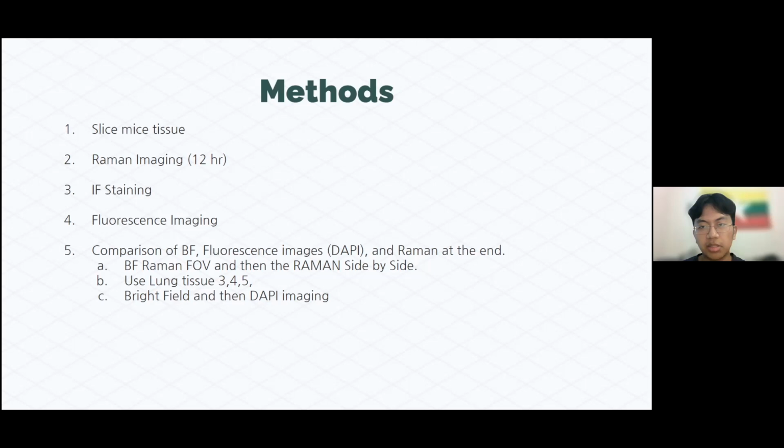And at the end, we'd analyze the cell tissue and the images, and we compare the bright field, the DAPI images, and the Raman. And so for the bright field, we use the Raman field of view and then the Raman side by side to show the accuracy of the two images. And we use lung tissue 3, 4, and 5 for the senescent cells. And then for all of these tissues, we'd also use the bright field and then DAPI imaging to really show the accuracy of the fluorescent microscope and to show that the tissue was still intact when we utilize Raman.